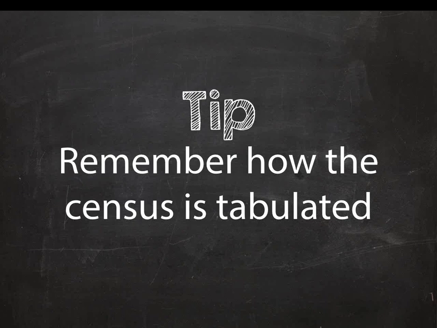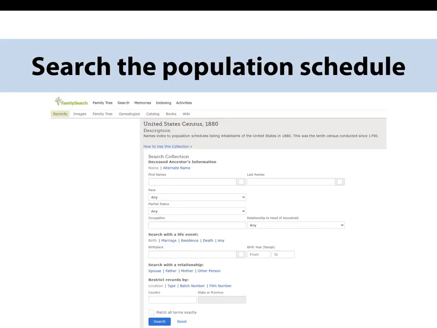I also want to remind you about how the census is tabulated. If someone shows up in your search on the defective dependent schedule, and you want to find them in the population schedule, you can do that. You can flip-flop, going back to find them on the population schedule. Electa was the person who was first enumerated in that almshouse, so you can search the population schedule for them.